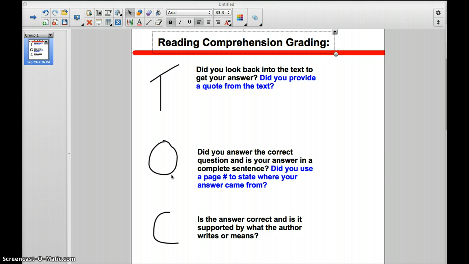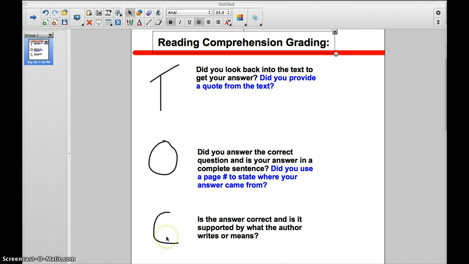The O stands for organization. I ask myself, did you answer the question or did you answer the correct question? Did you answer the question correctly? Sometimes you actually change the question that I put on the paper and answer a totally different question than what is written. I also ask myself, and I'm starting to ask it now actually, did you use a page number to state where your answer came from? So if you do these things fully, you'll get full credit.